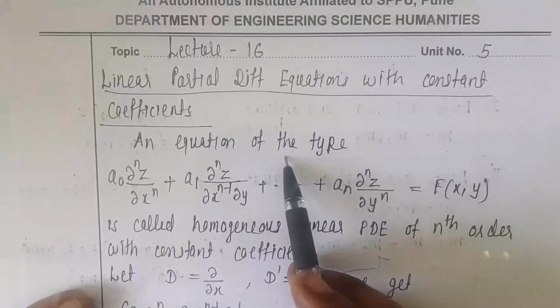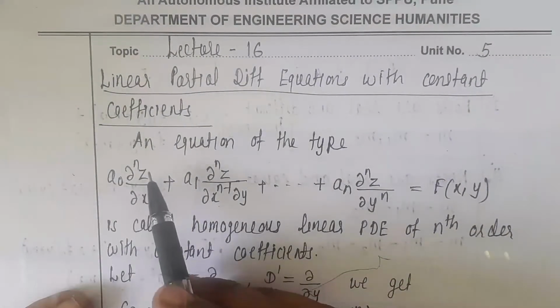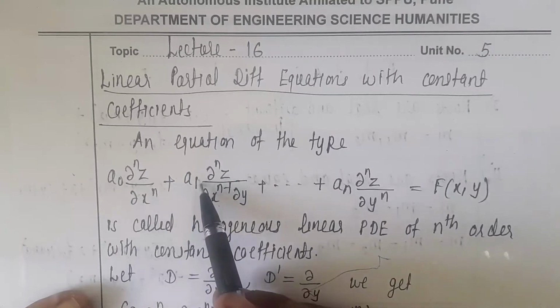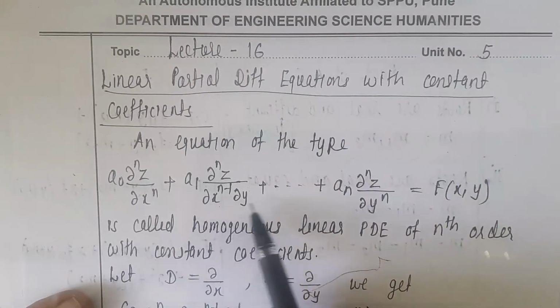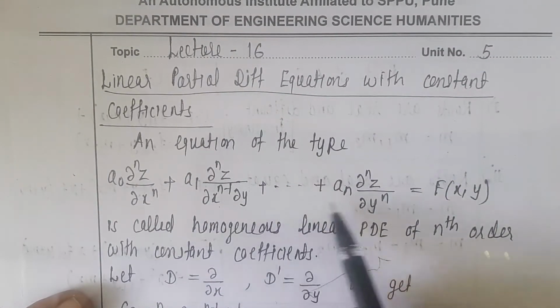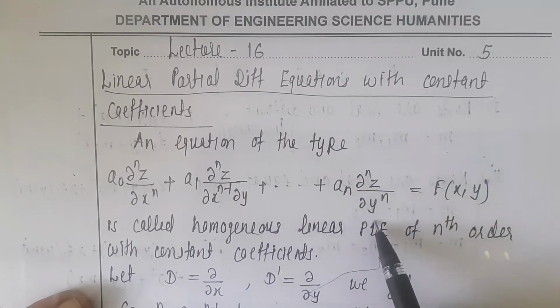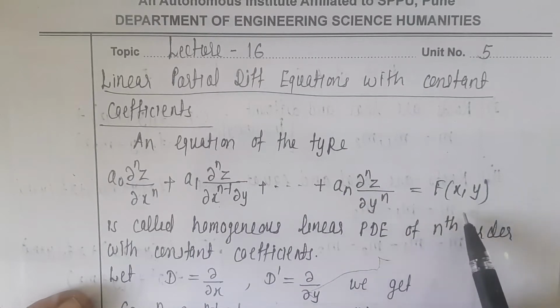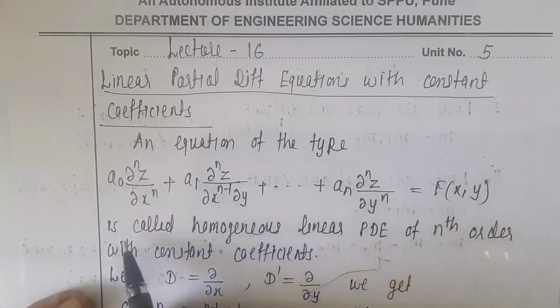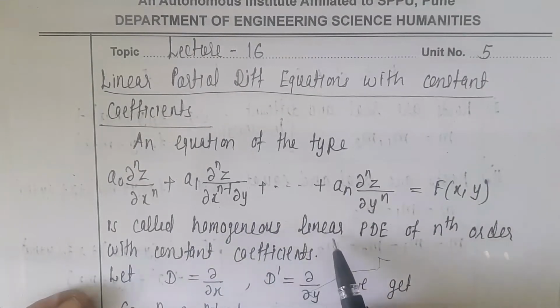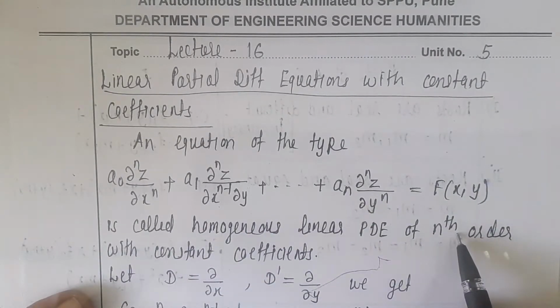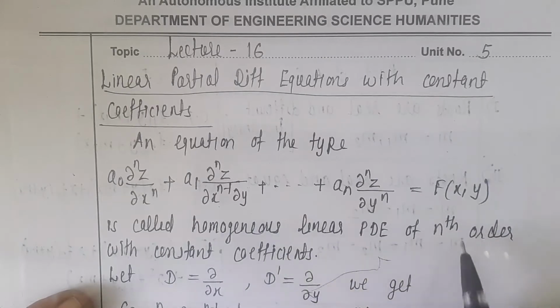Today we are going to learn about linear partial differential equation with constant coefficient. So an equation of the type a0 into ∂ⁿz/∂xⁿ plus a1 into ∂ⁿz/∂xⁿ⁻¹∂y plus and so on, an into ∂ⁿz/∂yⁿ is equal to f of x,y. This equation is called as homogeneous linear partial differential equation with constant coefficient of nth order.